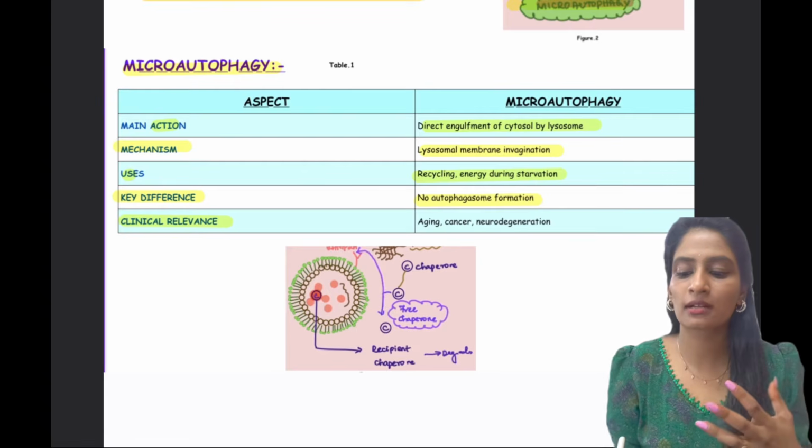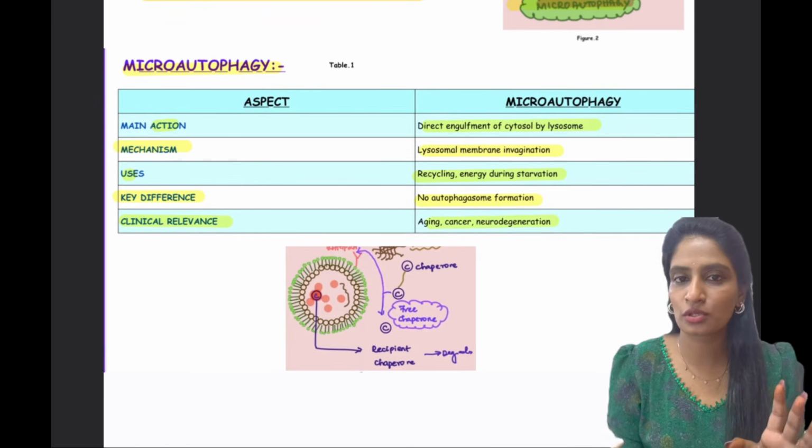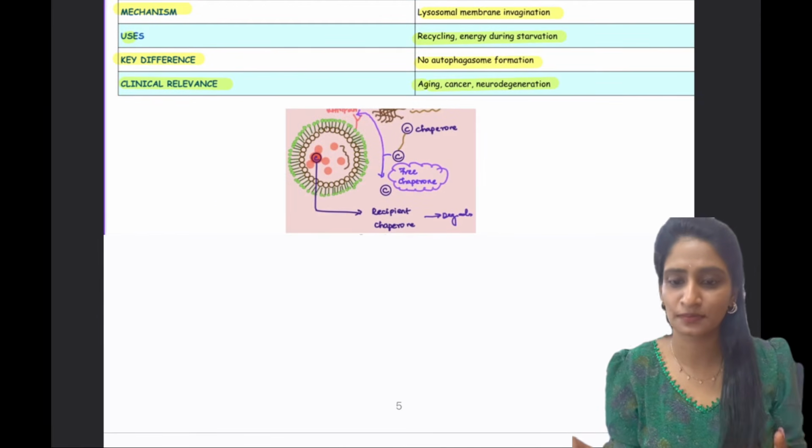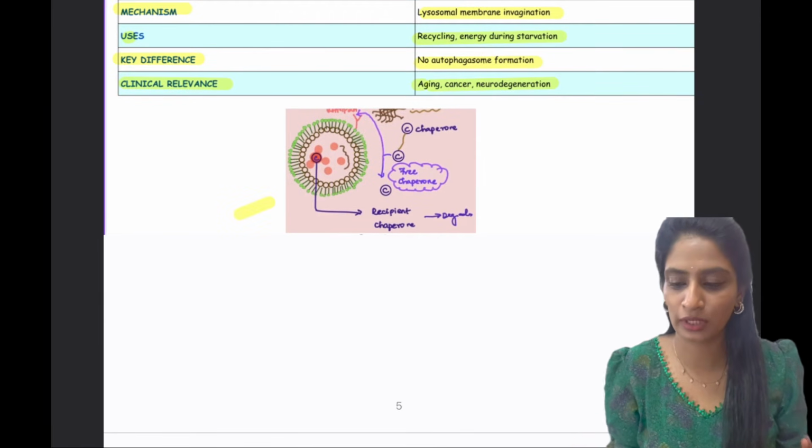What is the clinical relevance? Aging, cancer and neurodegeneration. You can refer to this diagram for the differences between microautophagy and macroautophagy.